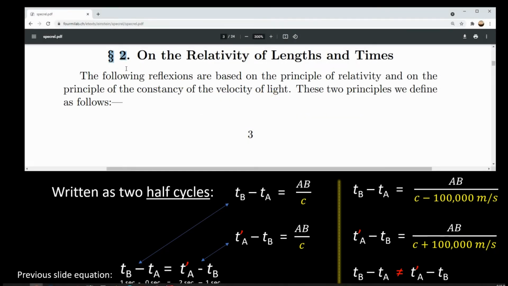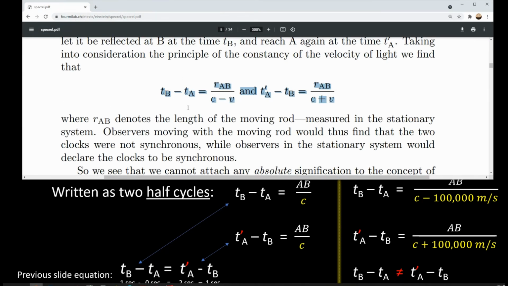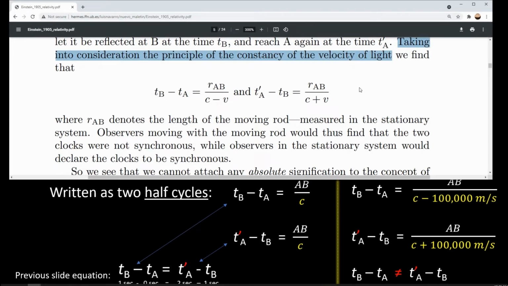In section 2, he is using these 2 half-cycle equations. We have our time intervals, we have our fixed distances, but look at this. He is changing the rate or the speed of light. So what the heck is Einstein doing here?